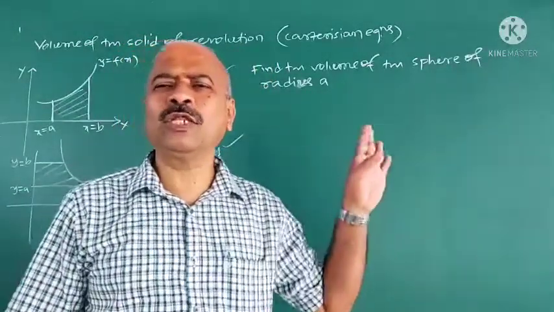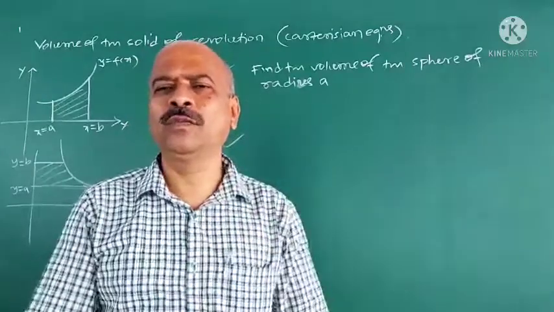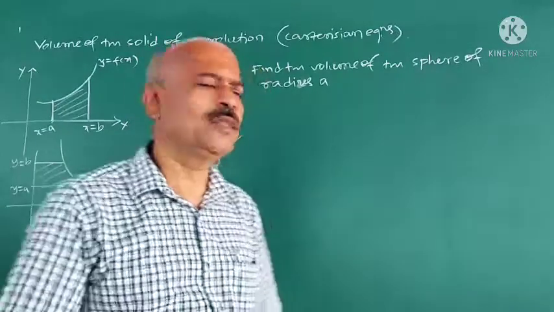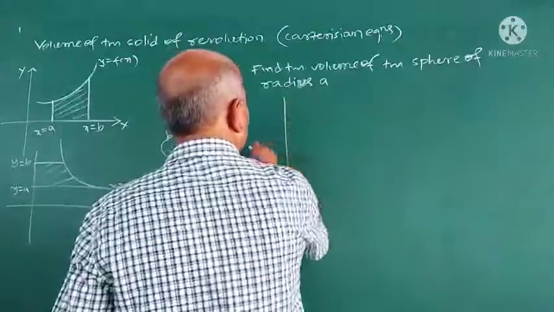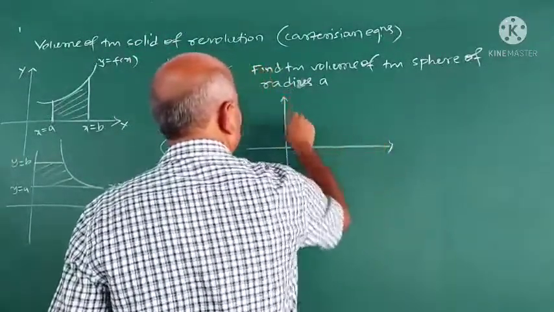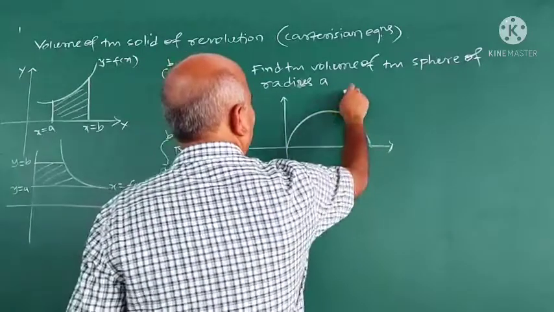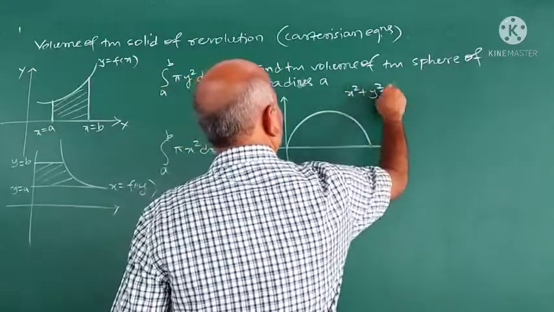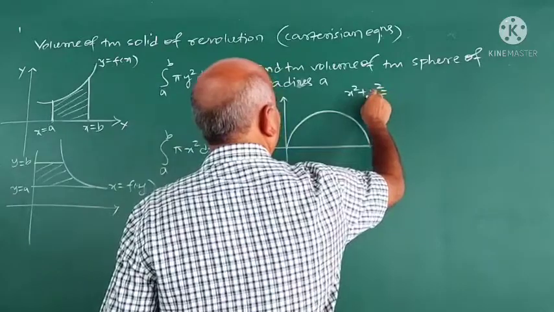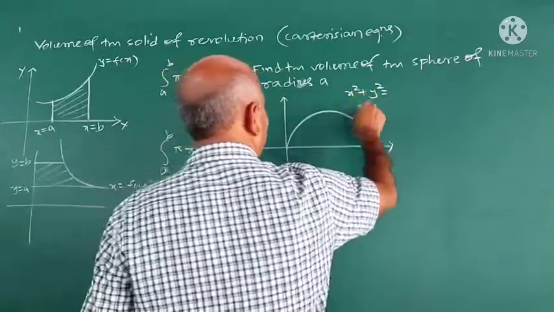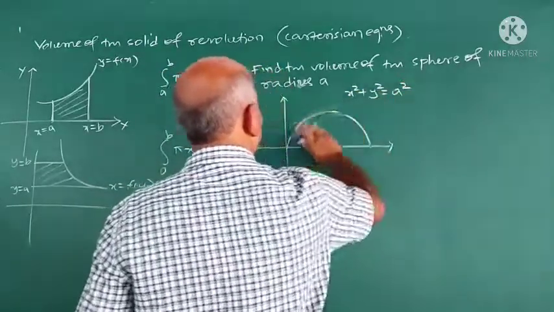If we have to make the same question into an MCQ, then I convert this question to an MCQ like this. Suppose the area bounded by the circle x square plus y square is equal to a square.